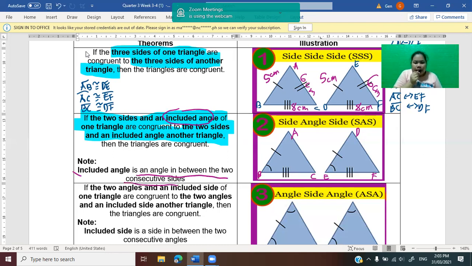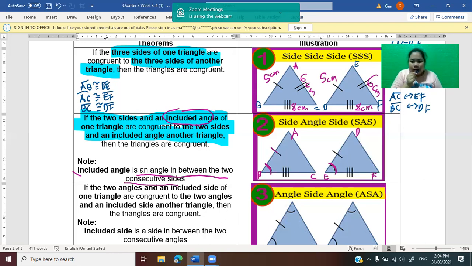So let's say side AB and side BC. Si side AB ito at si side BC, ang included angle ay si angle B. This one, si side DE at si side EF, ang included angle ay si angle E. That's included angle, yung nasa pagitan ng dalawang magkasunod na sides. Okay.